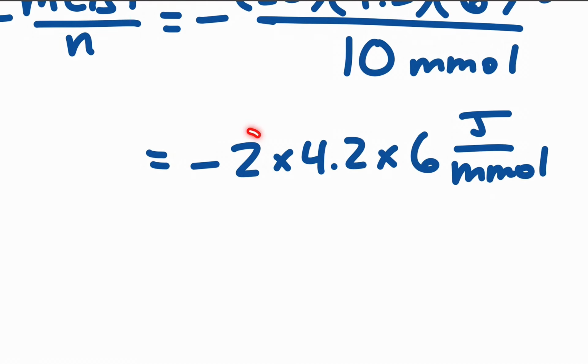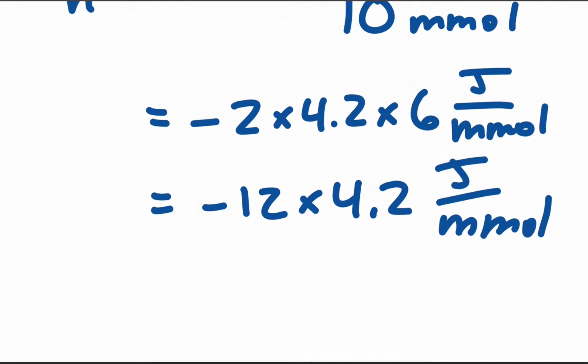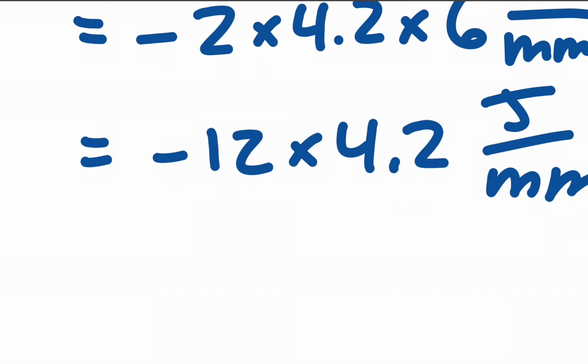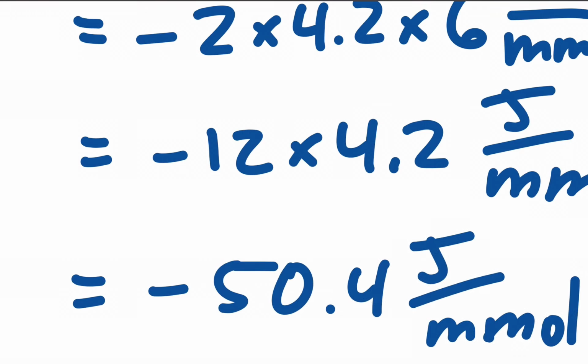Let's see, 2 times 6, I'll do negative 12 times 4.2 joule per millimole. Well, 12 times 4 is 48, plus another 12 times 0.2, that's another 2.4. So I have 48 plus 2.4, this is 50.4. So this becomes negative 50.4 joule per millimole.